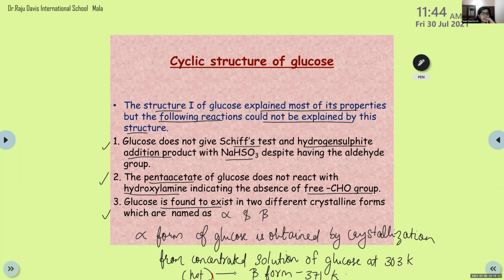Ma'am, can you tell the beta form again? Yeah, beta form is also produced by the crystallization from hot and concentrated solution of glucose at 371 Kelvin. Only the difference is in temperature, and here we are using the hot and concentrated form of glucose. That's it.